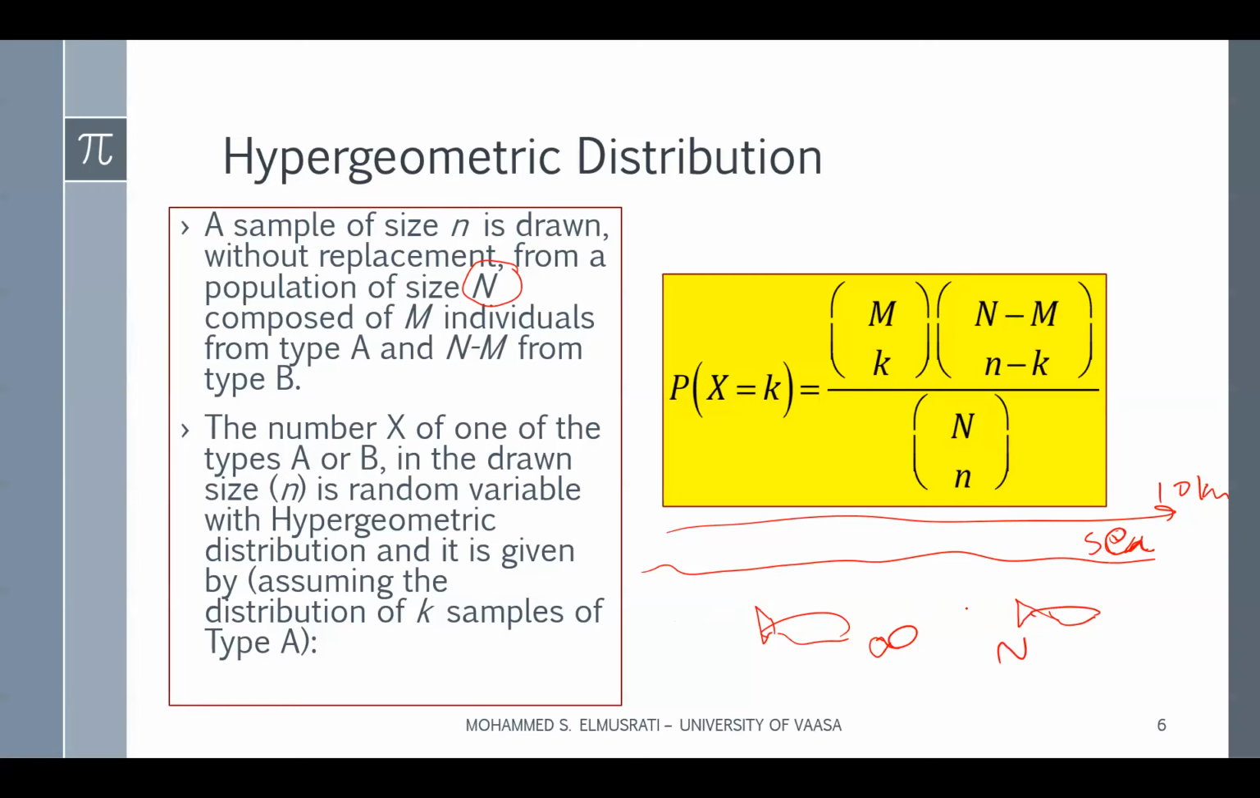Assume that we divide those fishes into two kinds. Maybe kind one or kind A, and the others are kind B. So we divide those fishes into two kinds. We are interested in A, and all other fishes we put under another category, B.